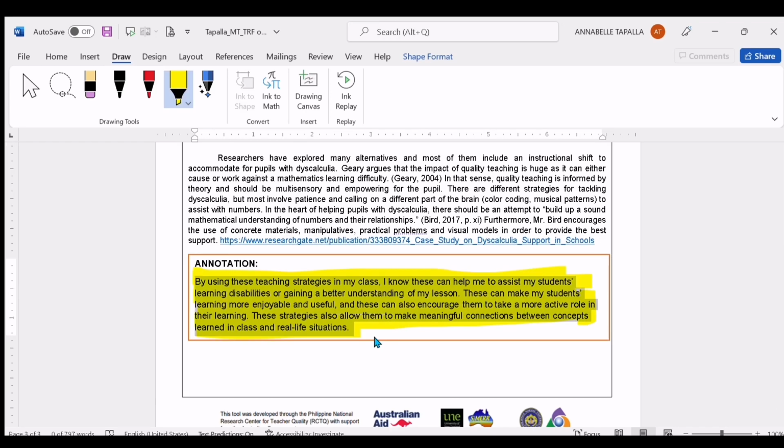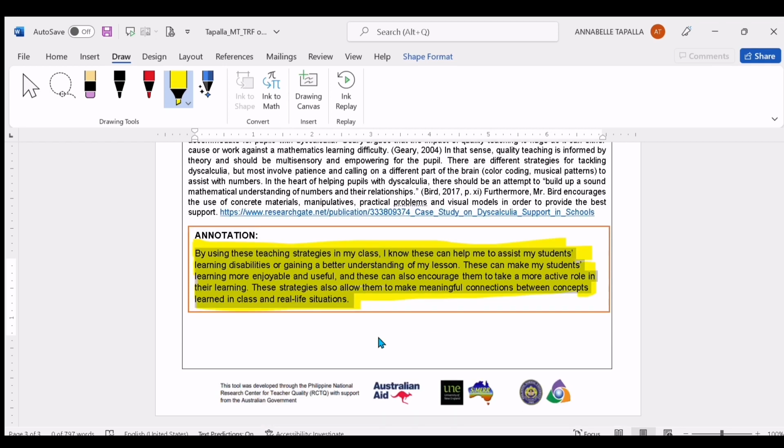Okay, so using these strategies in my class, I know this can help me to assist my students' learning disabilities or gaining a better understanding of my lesson. This can make my students' learning more enjoyable and useful, and this can also encourage them to take a more active role in their learning. These strategies also allow them to make meaningful connections between concepts learned in class and real-life situation.